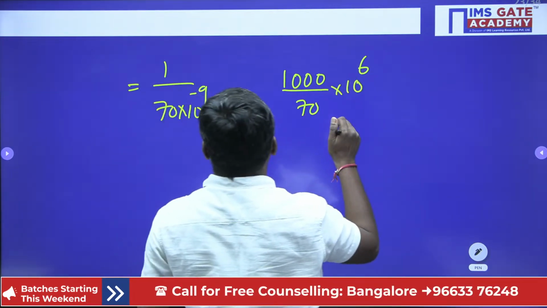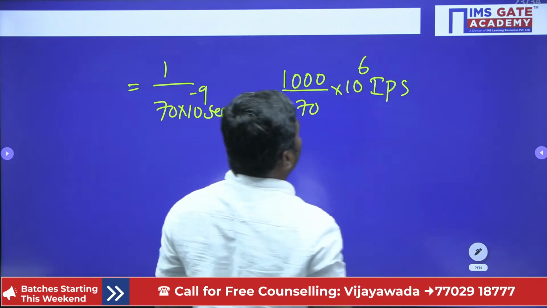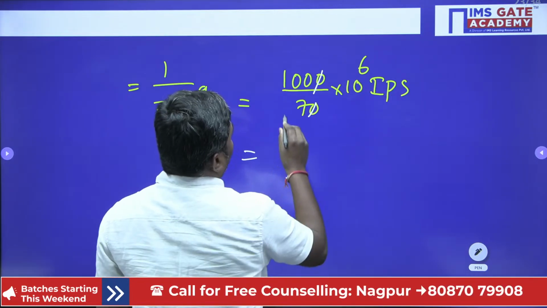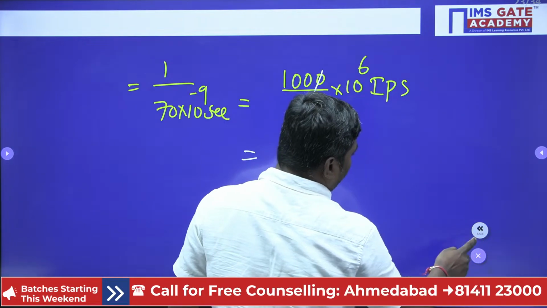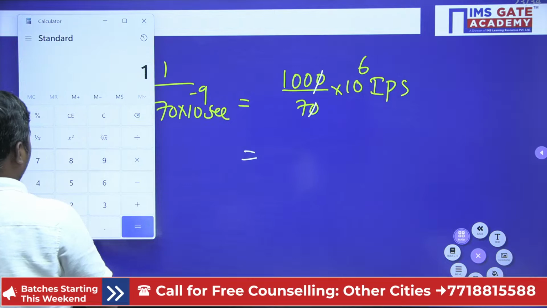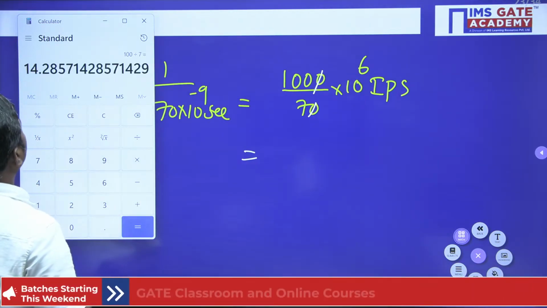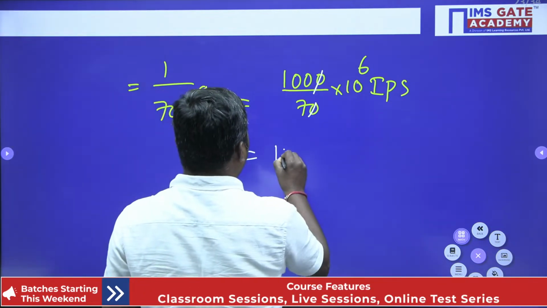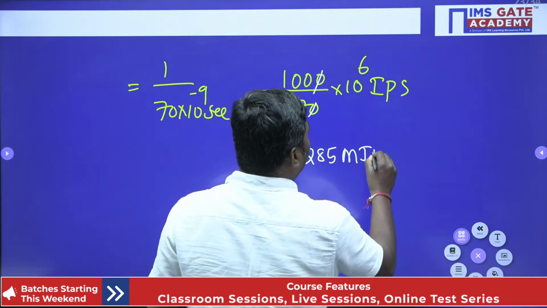Now see, 10 to the power of 6 instructions per second. Now this 0, 0 cancel. How much? 100 by 70, 100 by 7. What is 100 by 7? 14.285. So 14.285 million instructions per second.